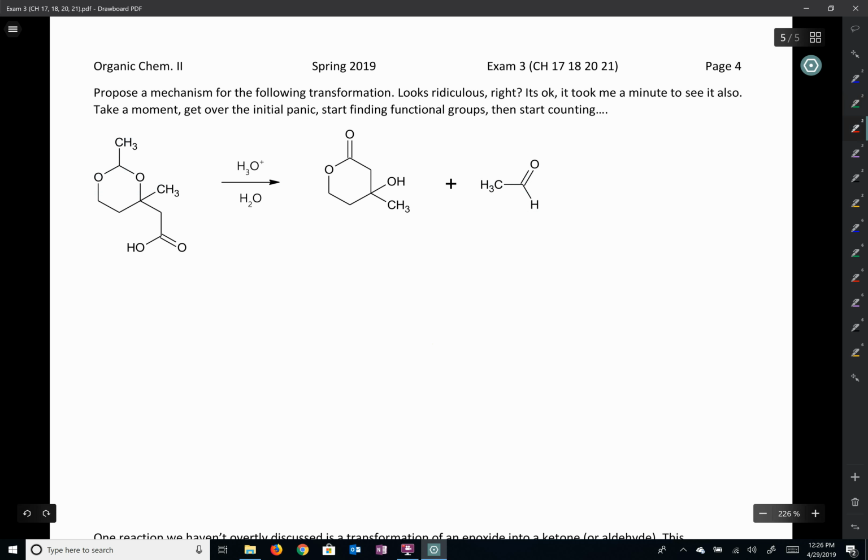Now you might be saying, well, wait a minute, can't a carboxylic acid react with an acid? Yeah, of course it can. Yes, we can protonate that carbonyl oxygen, and we could bring in water and all this. But that's just going to turn a carboxylic acid into another carboxylic acid. That's not really going to get us anywhere to begin with. So let's start out by getting rid of our acetal group there, okay?